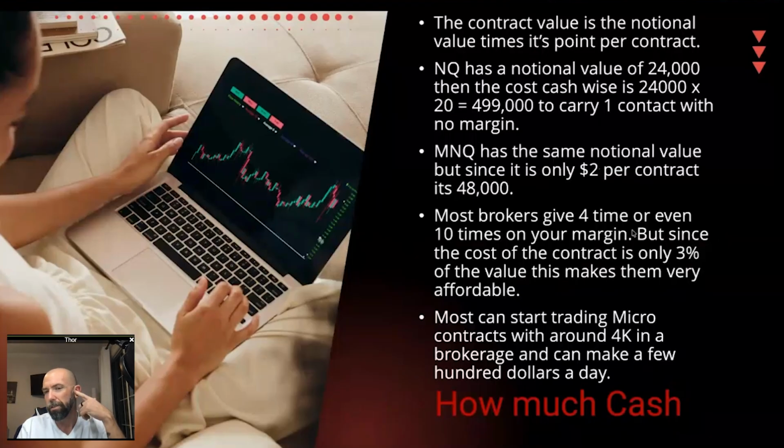So most brokers, like I was saying, give you 4 times or even 10 times on your margin. But since the cost of the contract is only 3% of its notional value, that makes them insanely affordable.